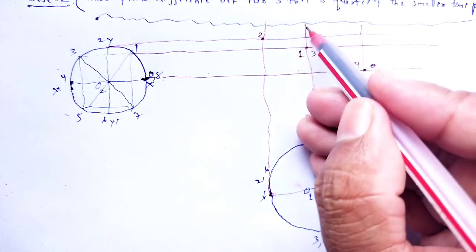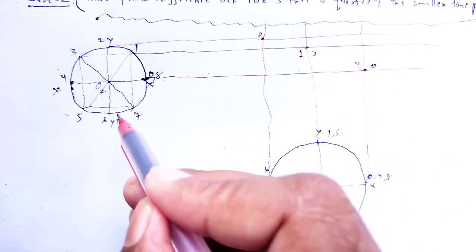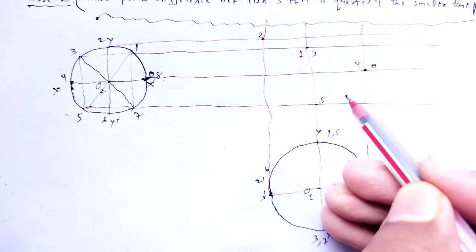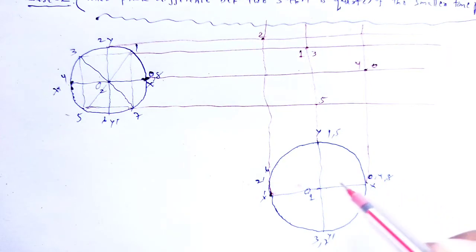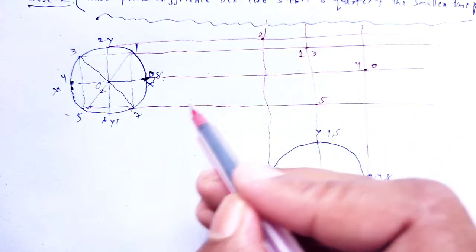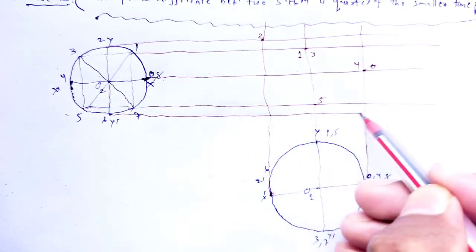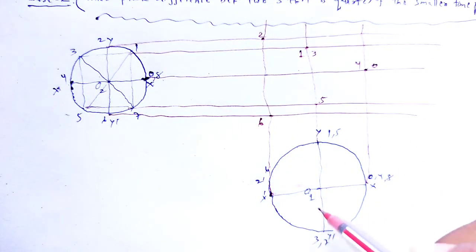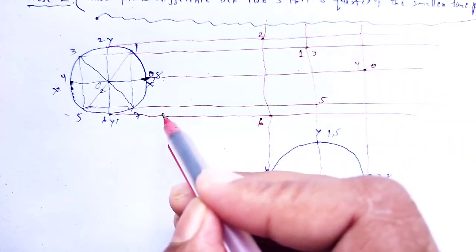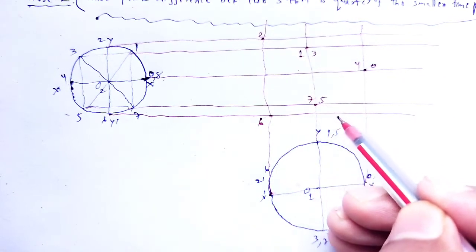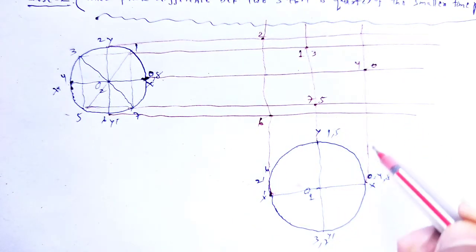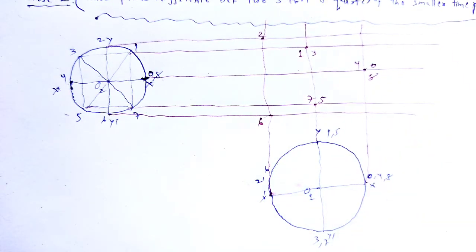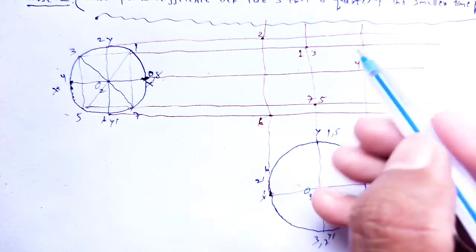Then 5, that line for 5, this line also for 5, then 6, here that line for 6, then 7, here the line 7, that point, then 8, that line with the 8, that line also 8. Now join the points.